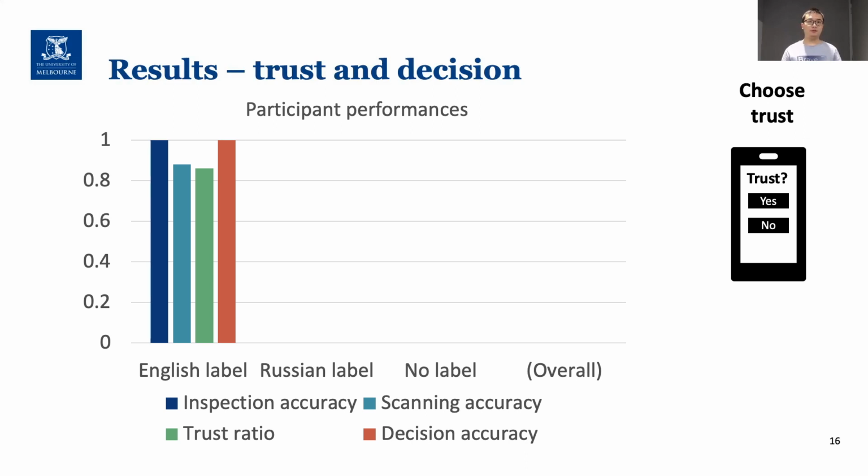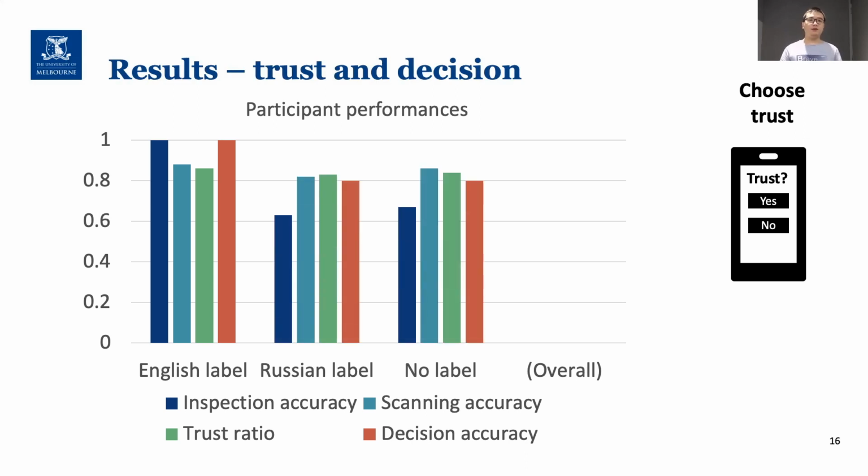And here is the performance. For the English label condition as a baseline, it is 100%, perfect for everyone. However, for the Russian label condition and no label condition, with the assistance of the NIRS scanner, the participants could make a much better decision accuracy compared to their own inspection performance. Which means with the help of NIRS, participants could perform better on such a task, and they do trust this scanner, even though it's the first time they use it.